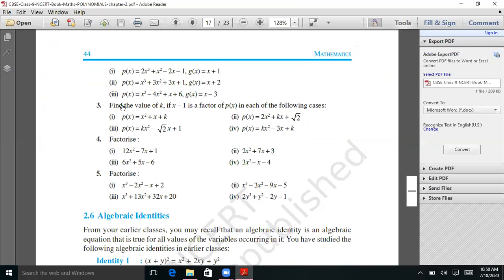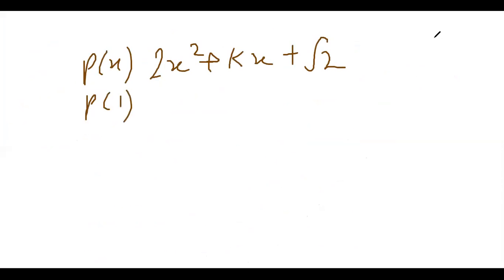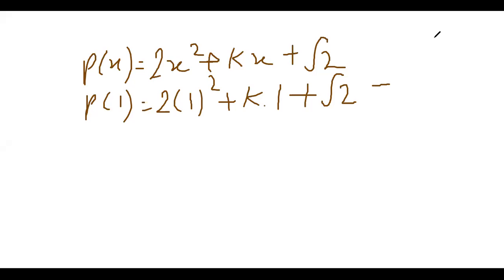Next part is p of x is equal to 2x square plus kx plus root 2. And again x minus 1 is a factor and you have to find out the value of k. So the next expression is 2x square plus kx plus root 2. Okay, then we will put here 1 again. 2 into 1 square plus k into 1 plus root 2, and if you put 1 then its value will be 0 because it's given a factor. So it will be equal to 2 plus k plus root 2 is equal to 0.